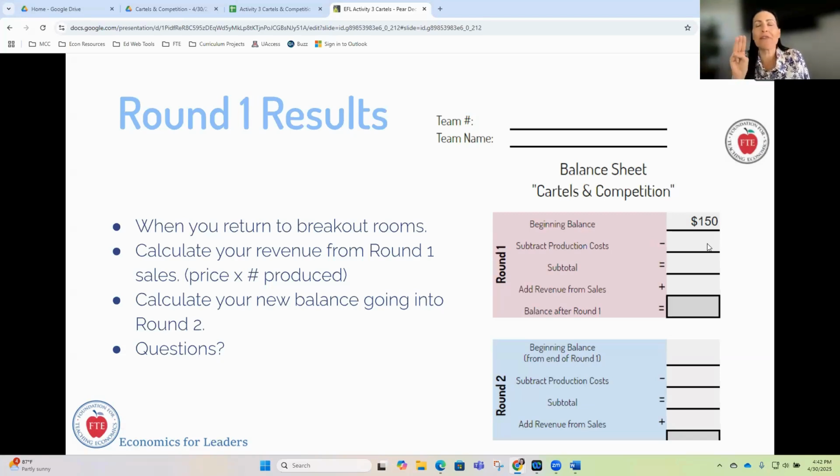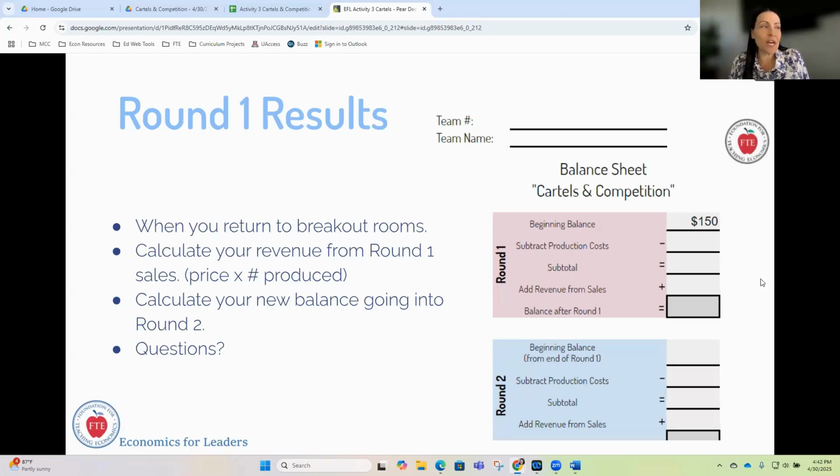No, you produced 3 at 30. I'm sorry. 3 at 30 is 90. And so you'll subtract that. That would leave you a subtotal of 60. And then you're going to add in your sales. You would take the 3 that you produced, or the 2, or the 5, however much your team produced, multiply it by 75. That's going to be your balance going into the next round.